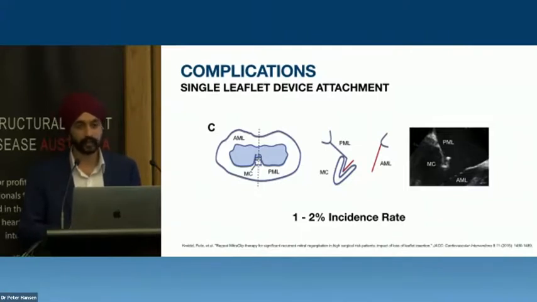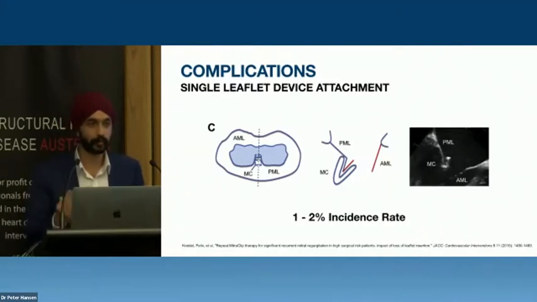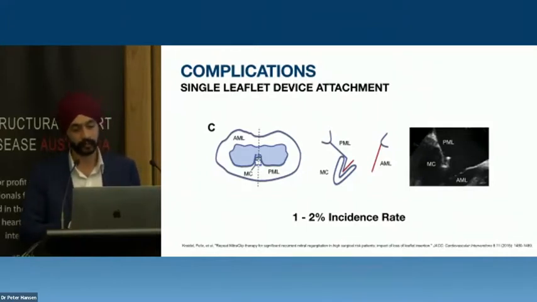The incidence rate of this varies from about 1 to 4% in the early days. Now it's probably about 1 to 2%. Single leaflet device attachment is when you grasp both the leaflets and then you close the clip, and one of those leaflets can essentially come out and you've just got a clip on one leaflet. So functionally, it's not doing anything. It hasn't brought the valves together, but now you've got this leaflet that's sitting there and flapping along.